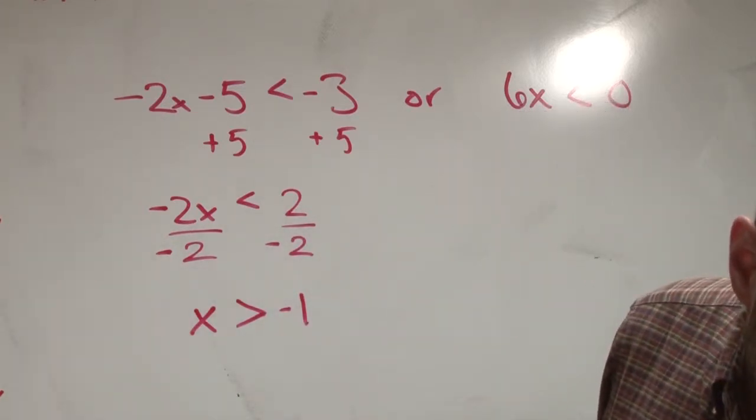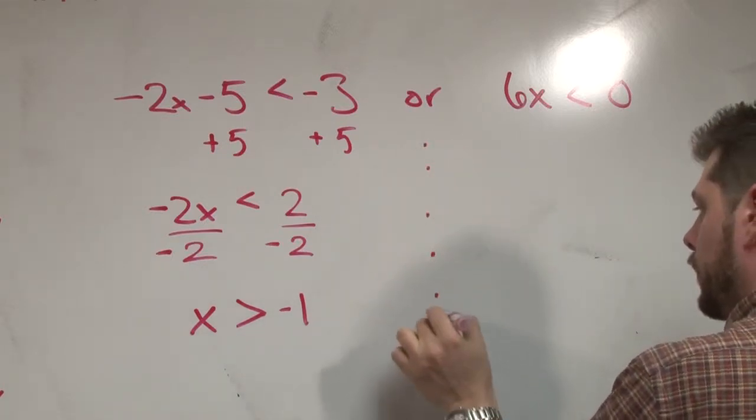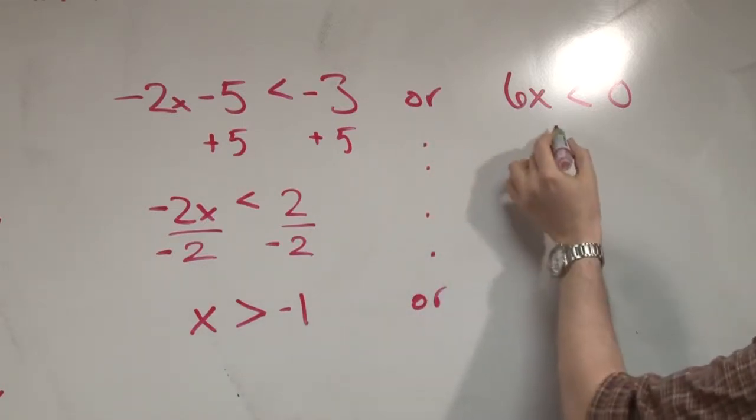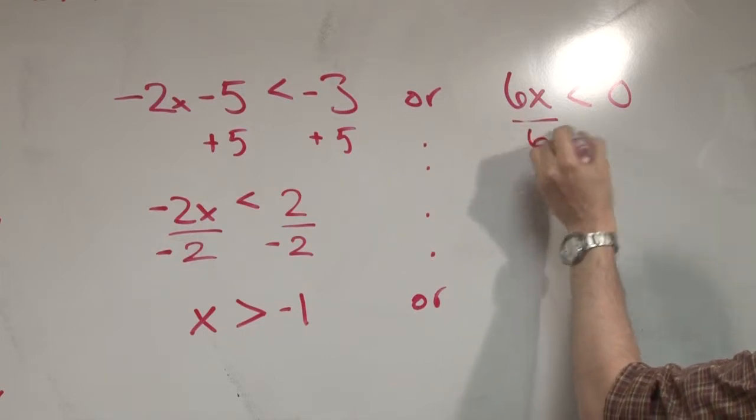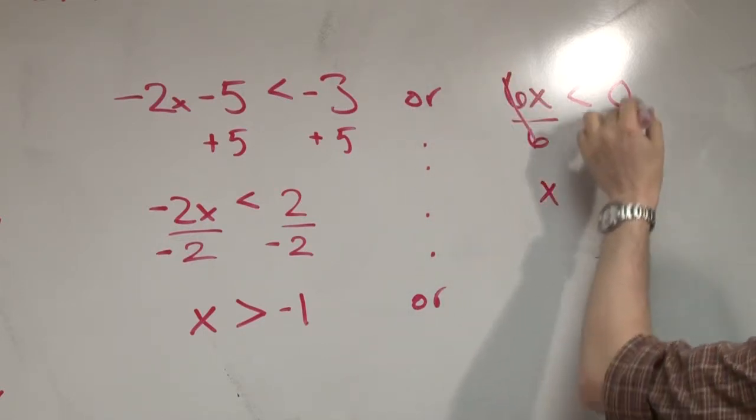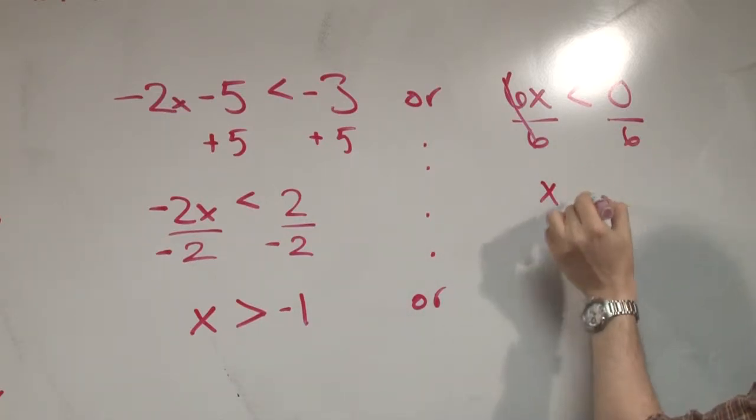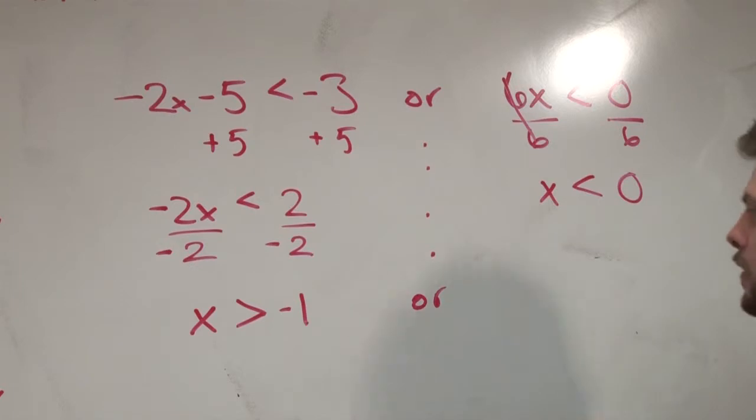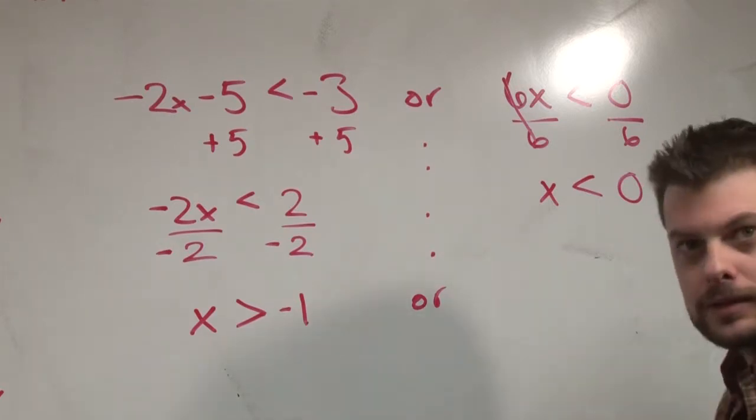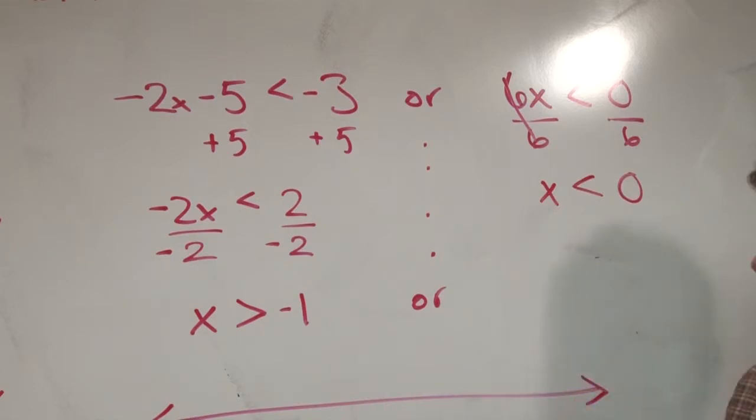And then I'm keeping my or. Now I'm solving this one. I'm going to divide both sides by 6 to get x all by itself. 0 divided by any number except 0 is 0. Okay? So I have my two solutions. Now let me go to the next step: plot both solutions on the number line.